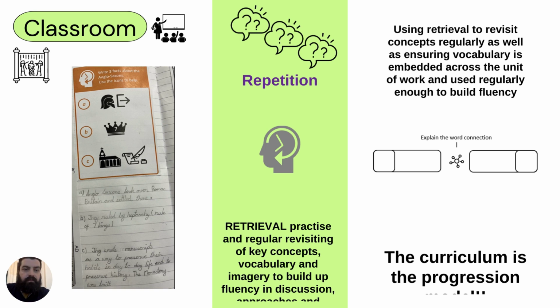Obviously, we use things like retrieval tasks in every lesson. An example on the slide there is a picture of the Roman exit, the 7 kingdoms, and the monasteries and manuscripts. That was something from the Anglo-Saxons in year 5 that I felt was applicable to the lesson in year 6 for the Vikings. And just that key thing, the curriculum is the progression model. It's the star. So everything should build from there.